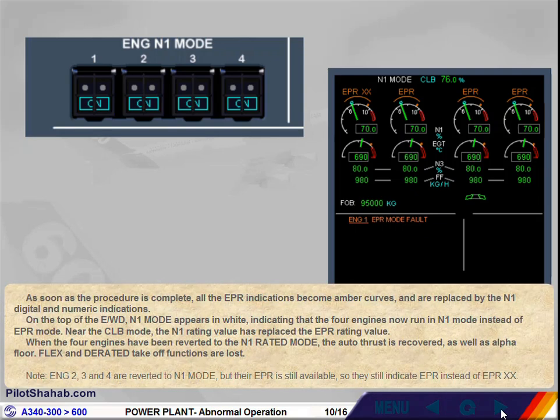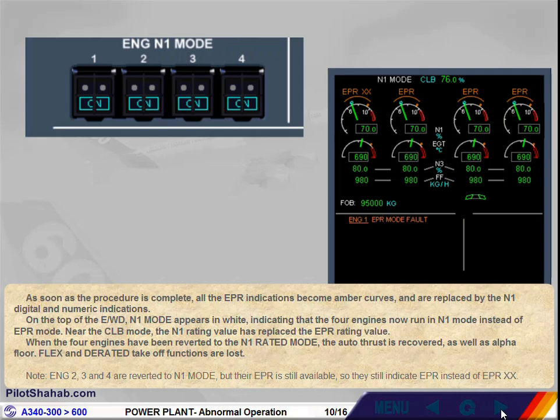As soon as the procedure is complete, all the EPR indications become amber curves and are replaced by the N1 digital and numeric indications. On the top of the engine warning display, N1 mode appears in white, indicating that the 4 engines now run in N1 mode instead of EPR mode. Near the climb mode, the N1 rating value has replaced the EPR rating value.